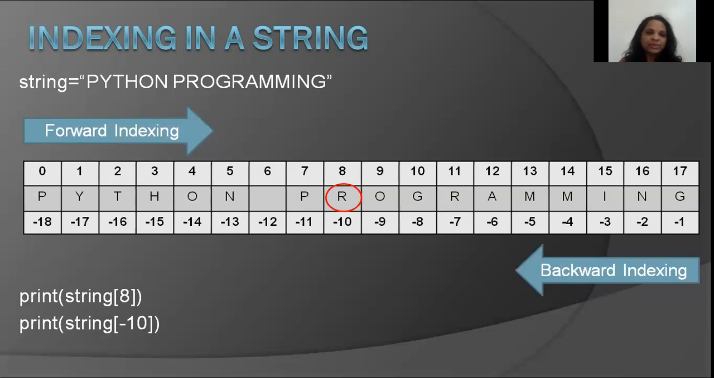So I showed you an example there. Print string square bracket. Square brackets are required when we are talking about the index numbers. So all index values we are going to be writing in the square brackets of the string. So I can write square bracket 8. It'll still give me R, or you could write square bracket -10 because there you're using the backward indexing. So both these print statements that you see on the screen are going to be displaying the value R.